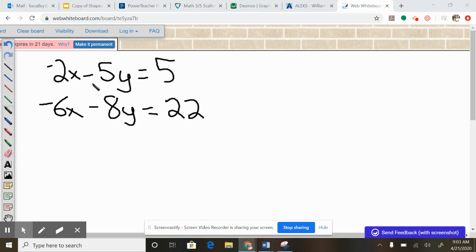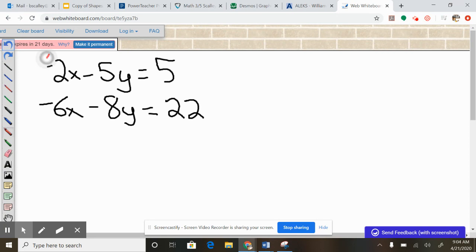And what I can try to do is ask, how can I get these coefficients to match? What I need to think about is the least common multiple. We did work with least common multiple earlier in the week, and really what that means is I'm going to look at this -2 and the -6. I want to try to make them match. Or like in the last problem, I can have one be positive and one be negative, but the number itself has to match. So I'm thinking to myself, the least common multiple here would be 6 or -6.